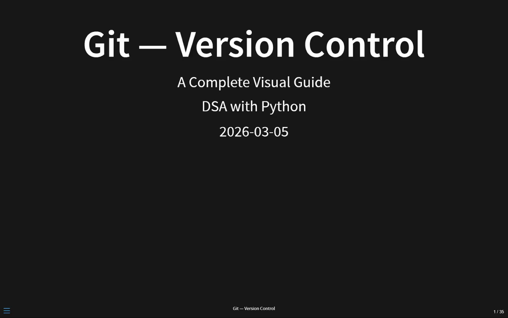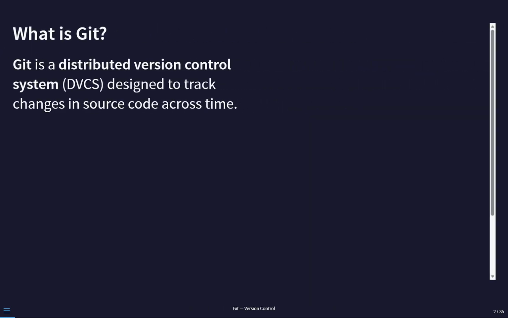Let's get into it. So what is Git? Git is a distributed version control system, or DVCS. Its job is to track changes in your source code over time. Think of it as an incredibly powerful undo history for your entire project, one that lets multiple developers work simultaneously, branch off in different directions, and then bring their work back together safely.